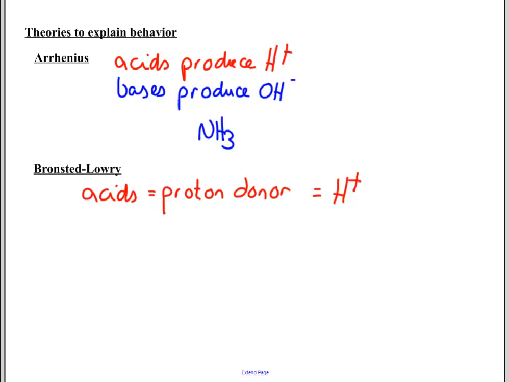The difference comes when we're talking about bases. Bronsted and Lowry defined bases as being proton acceptors. So we have a broader definition here. It's not so much for bases what they can create, it's what they can accept. And in this case, bases can accept a proton. So it works for all of our common acids and bases, and it works also for acids and bases that we wouldn't normally think of as being that way.